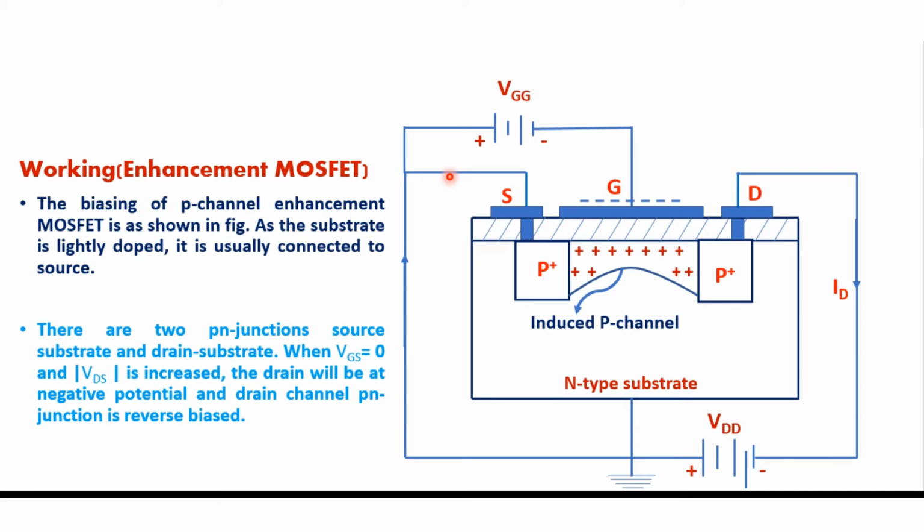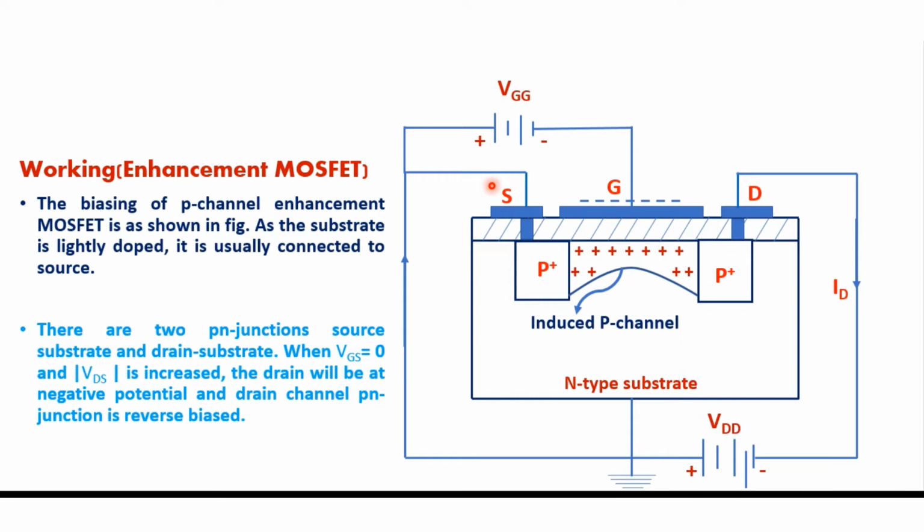There are two PN junctions, source-substrate and drain-substrate. So when the gate to source voltage is equal to 0 and the drain to source voltage is increased, the drain will be at negative potential and the drain-channel PN junction is reverse biased. Basically, here we will have to consider three cases for this particular working of the enhancement MOSFET. So in the first case, the gate to source voltage will be equal to 0. So what happens when the gate to source voltage is 0?